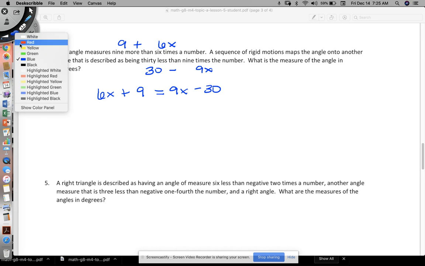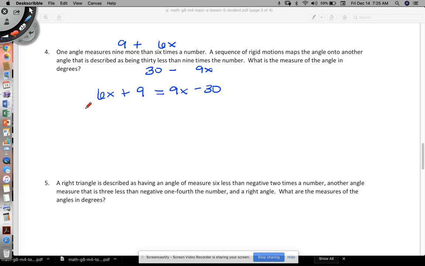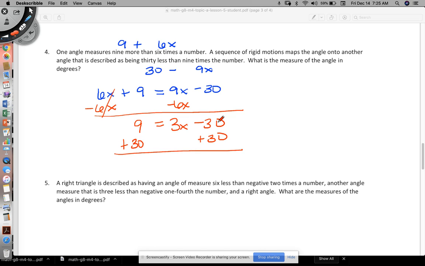All right, let's combine our like terms. I'm going to subtract 6x. I always do my x first because I want to make sure that my x stays positive. My 6 x's will cancel, and I get 9 equals, and then 9 take away 6 is going to give me 3x minus 30. All right, so now I'm going to add 30 to this side because I want to get that 3x by itself. My 30's cancel, and I get 39 equals 3x, and then 3 divides into 39, so x equals 13.